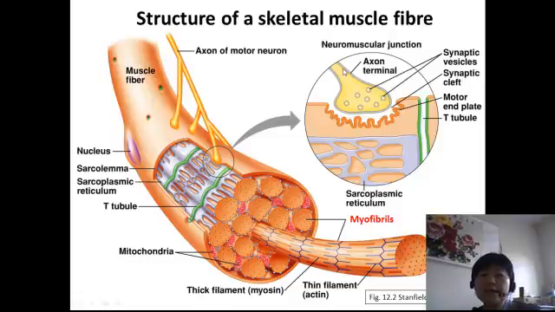And you can see here a neuromuscular junction, where you have the axon terminal from a motor neuron, and you also have the motor end plate within the muscle. So we would like to talk about how the muscle structure is, and also what the structure of the neuromuscular junction is.